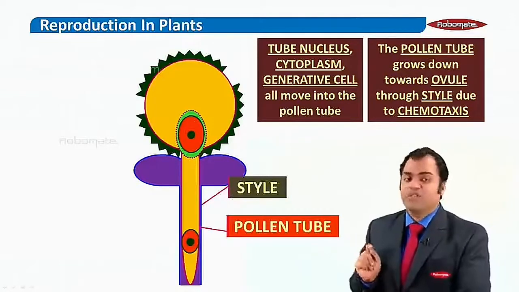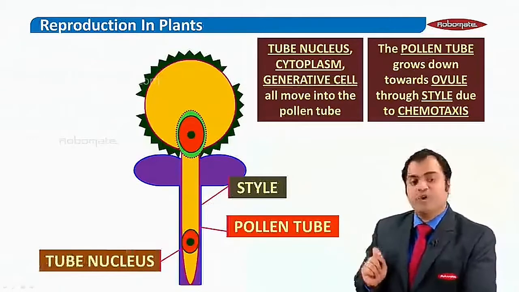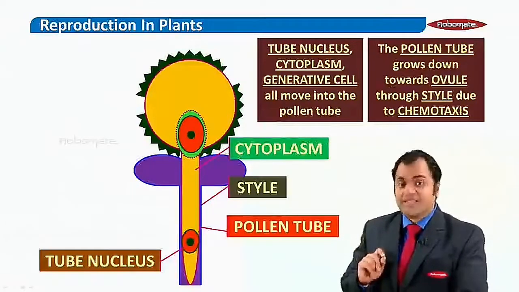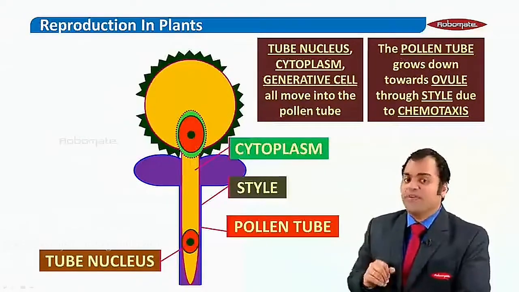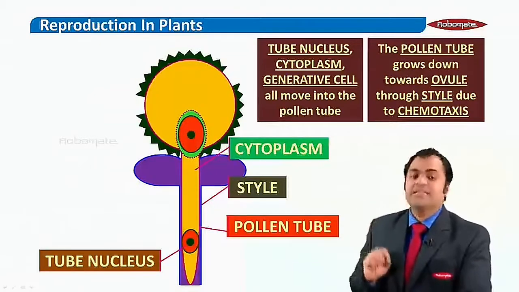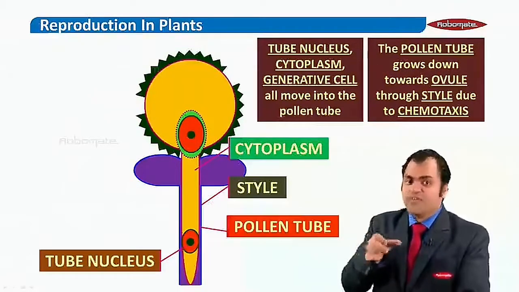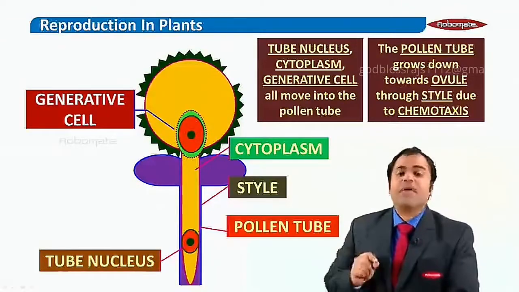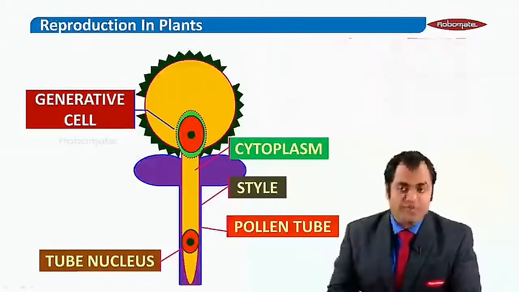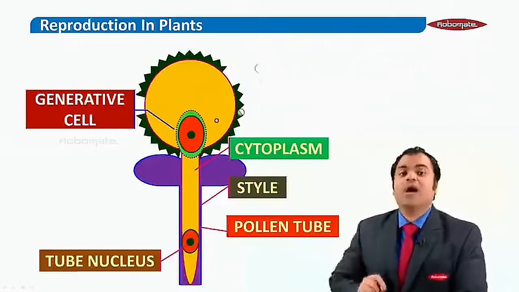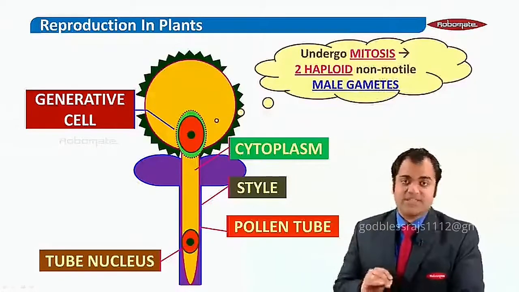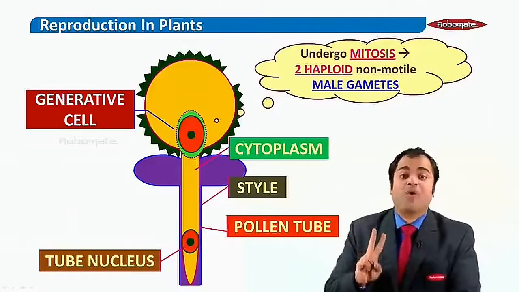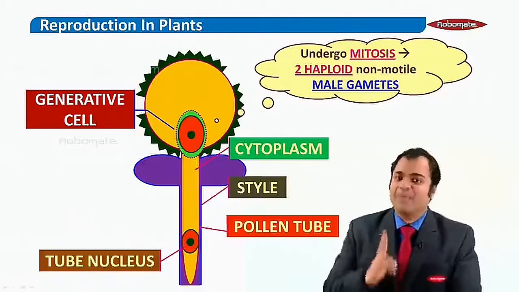And in the pollen tube, what you can see is the tube nucleus, which has already gone down. You can also see a little bit of cytoplasm that has entered from the pollen grain. And what you see up there, still at the neck of the pollen tube, is nothing but the generative cell. Now remember, while in the pollen tube, this generative cell will undergo mitosis. And when it undergoes mitosis, it produces two haploid but non-motile male gametes.